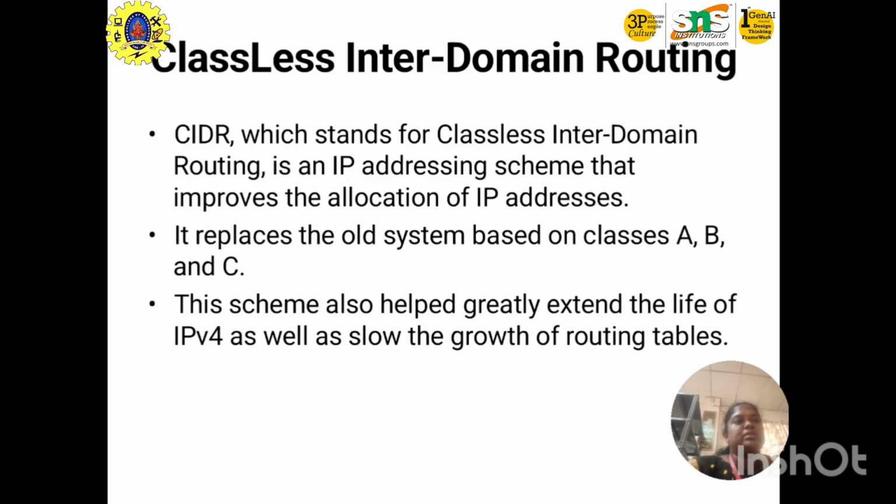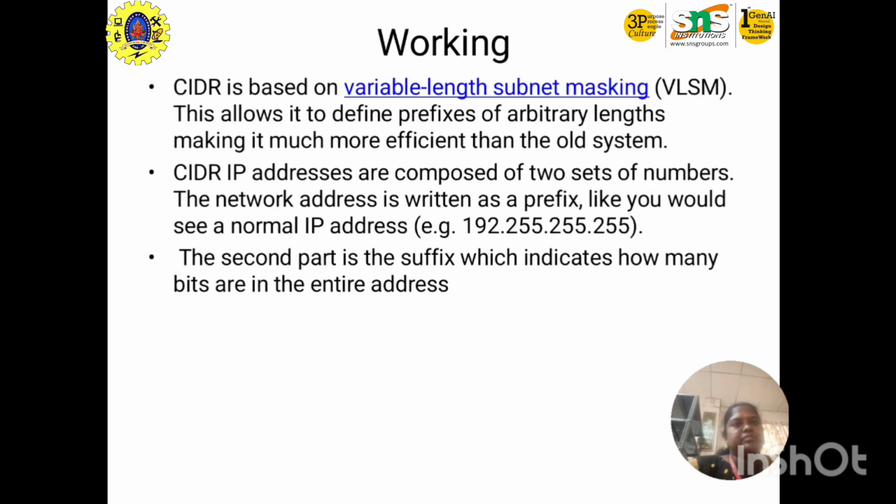Classless Inter-Domain Routing, CIDR, is an IP addressing scheme. It includes the allocation of IP addresses for each system. It replaces the old system based on classes A, B and C. This scheme also helps greatly extend the life of IPv4 and slows the growth of routing tables.